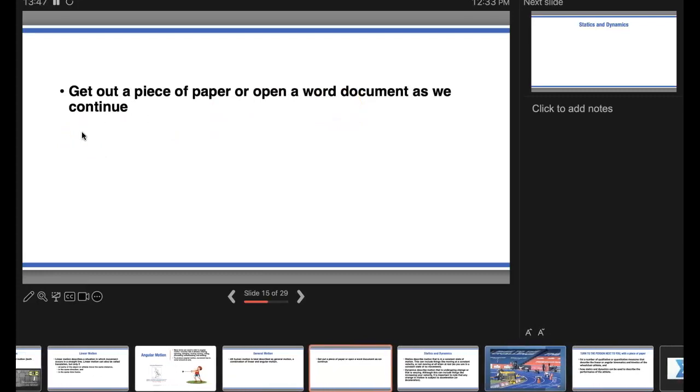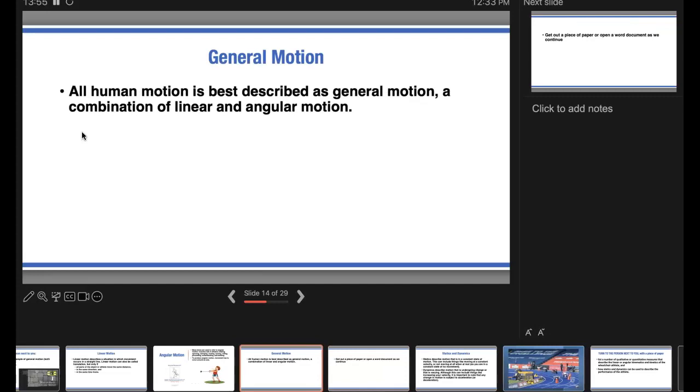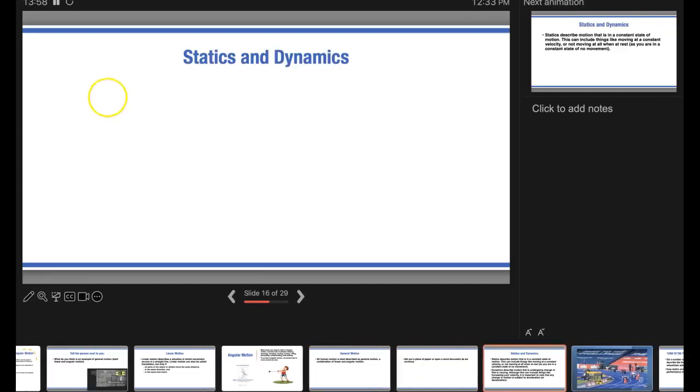Open a Word document on your computer just before we keep going on to the next topic here because you're going to need it. What am I doing on time?